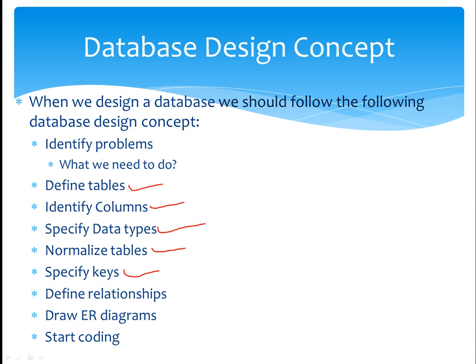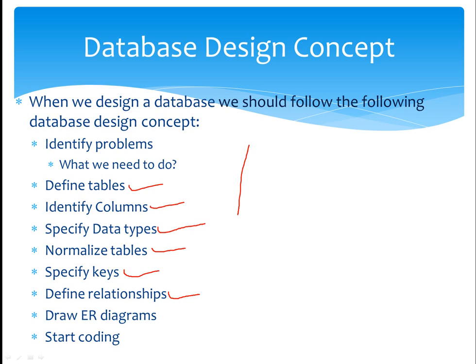And after that, you have to specify keys. Keys are unique identifiers within a table. There are primary keys. The primary key is a key that uniquely identifies a given table. And there are foreign keys, which are keys representing another primary table in the secondary table, and we'll see that in detail. And the next one is you have to define a relationship.